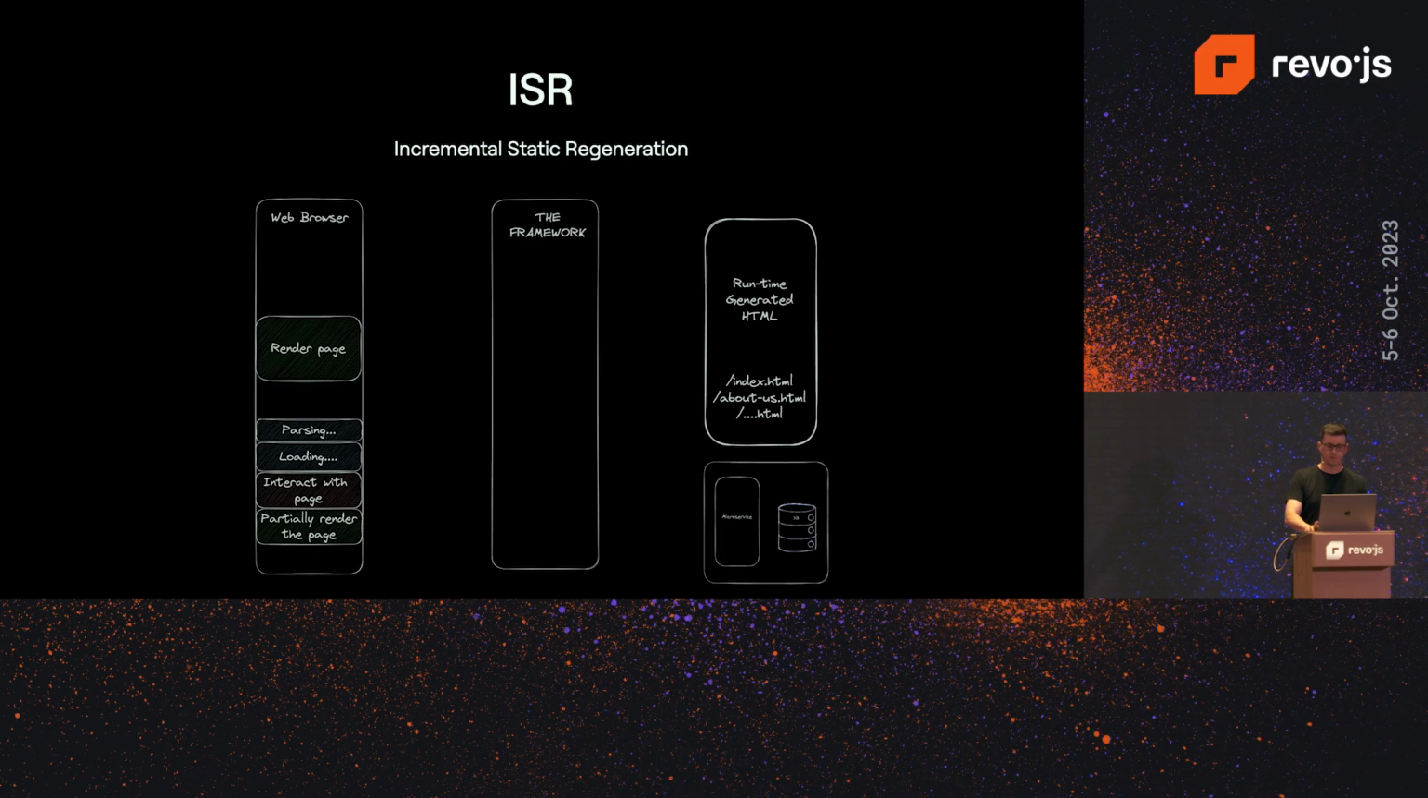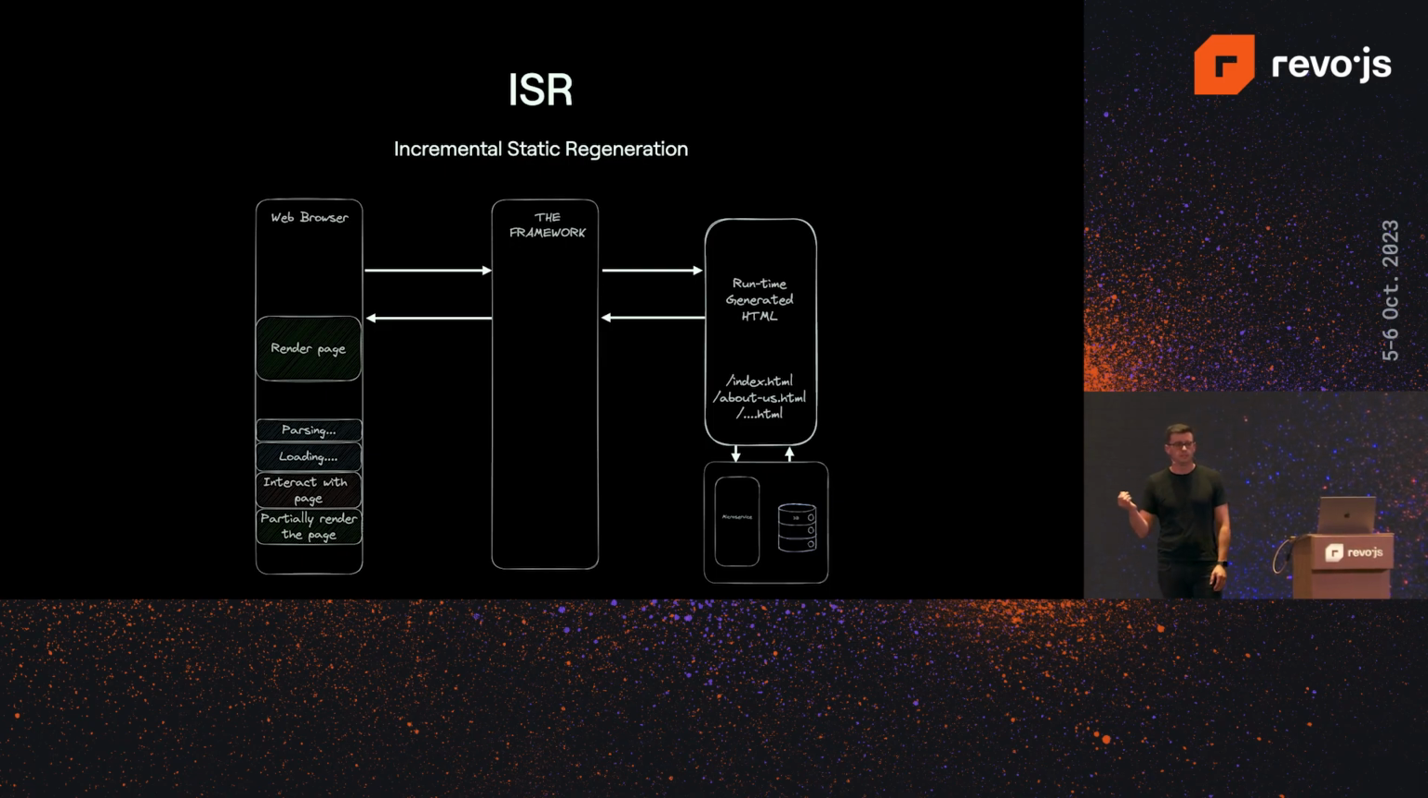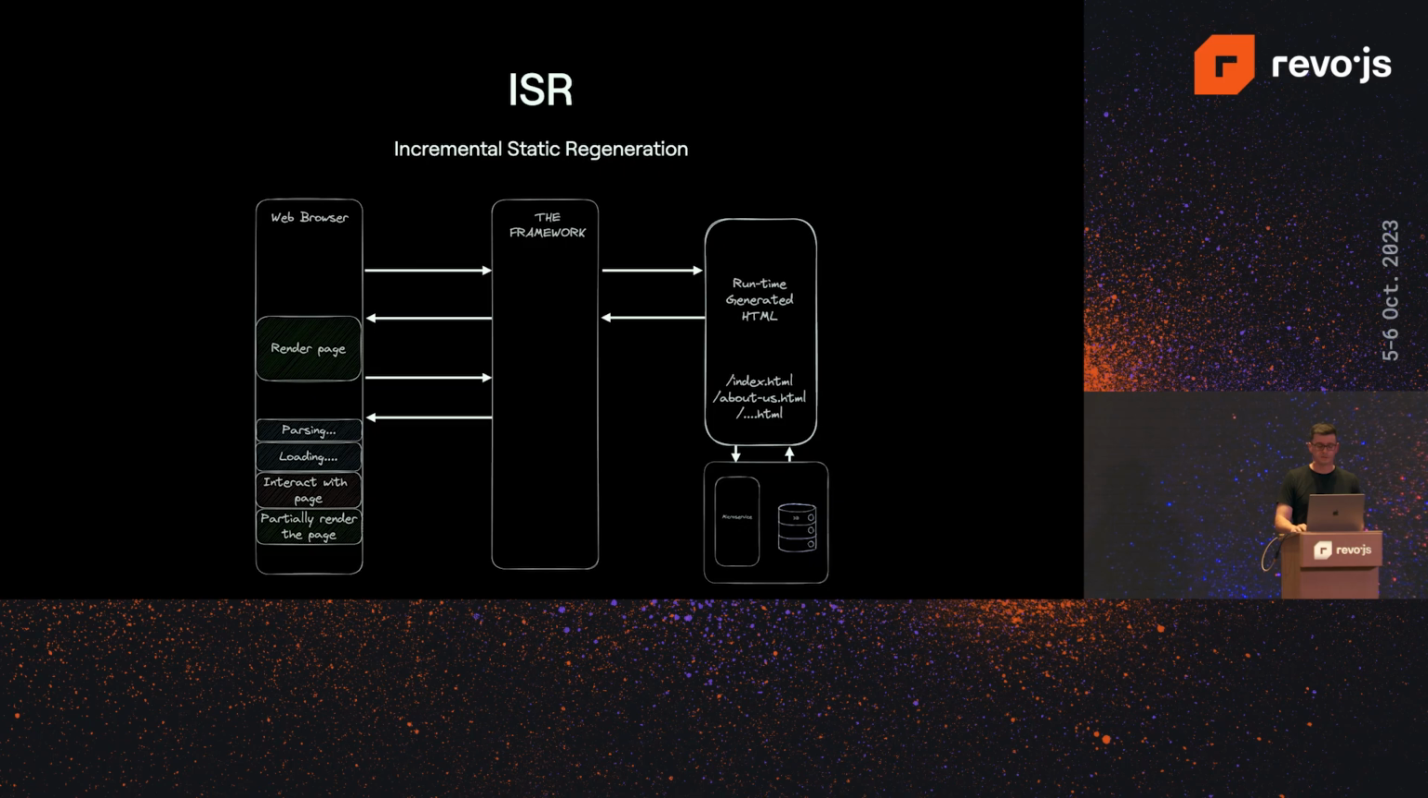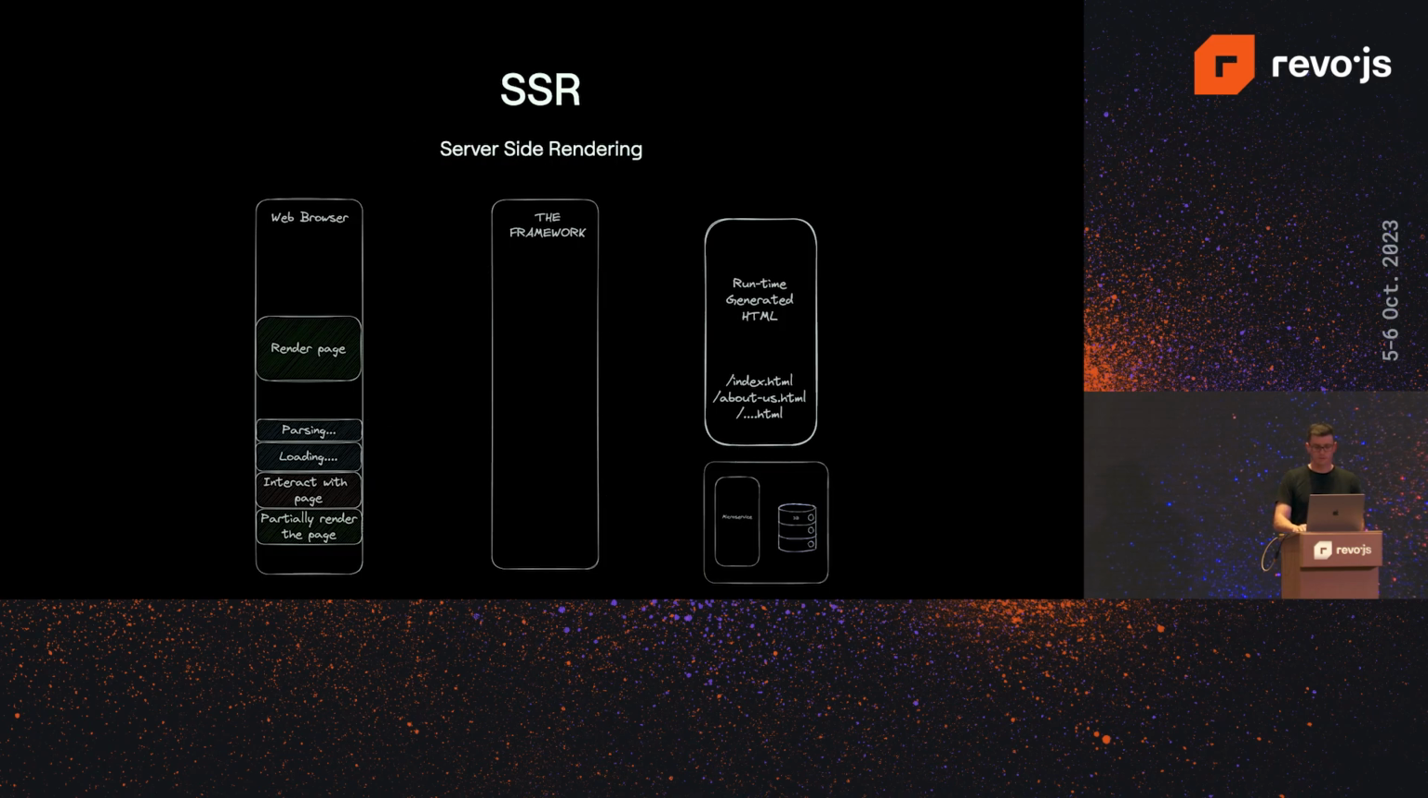In terms of incremental static regeneration, it kind of works the same way, but the HTML is no longer generated when you build your website, it's generated when you actually access your website. So when you go to a page, that page is going to get generated on the fly. However, if the page was already generated by a previous request, the framework would cache that HTML and serve you the cached version of the actual site. So again, interaction is still possible because you just ship the JavaScript that you need in the context that you needed.